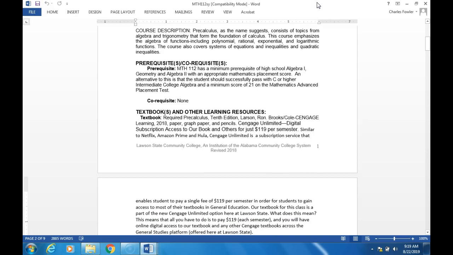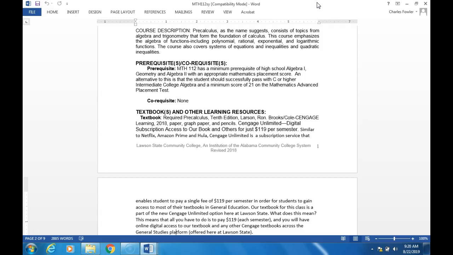Okay. Pre-calculus, as the name suggests, oh, and by the way, I didn't write this. No one here at the college wrote it. It was developed by a committee of the 2-year college system and the public 4-year colleges and universities in the state of Alabama. They came up with this. If we teach this, they give you credit. So that's why this course description is here.